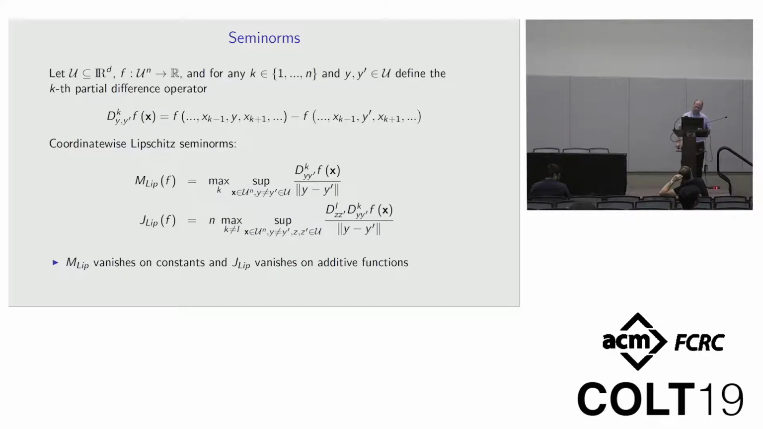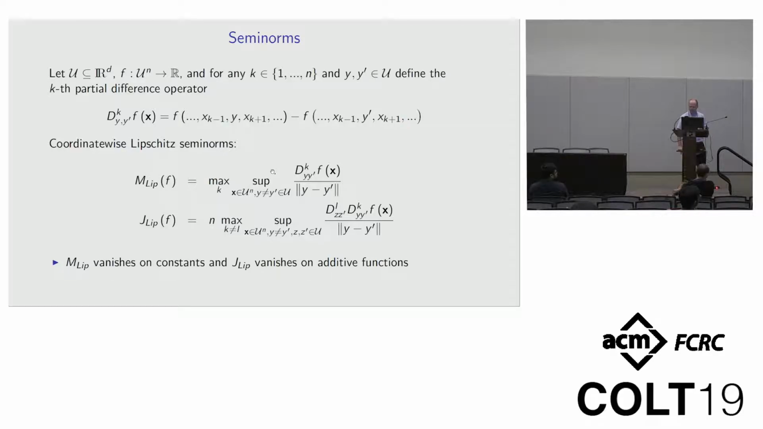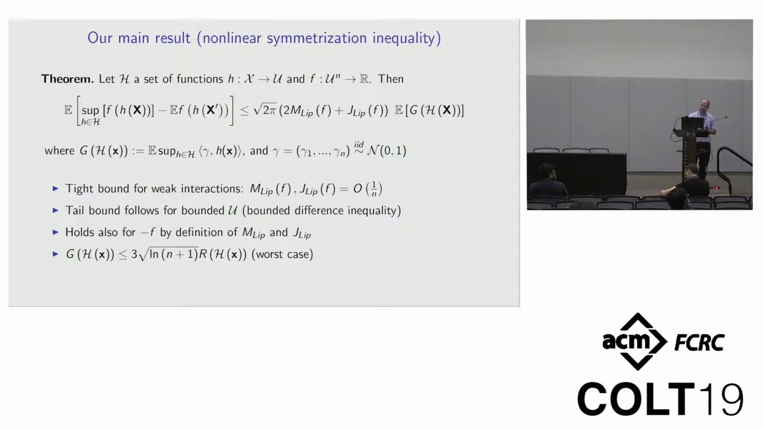Now, if you recall the case in which f is the empirical sample average, then it is easy to see that the first order semi-norm is 1 over n or 2 over n, and the second is 0. So the second order semi-norm somehow measures the distance of our function from the subspace of additive functions. This is very important in our result.